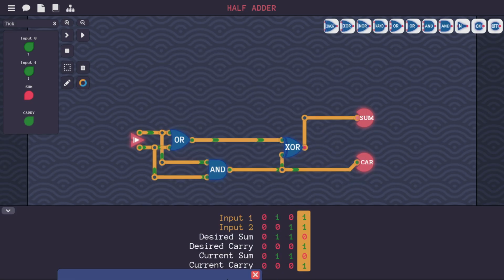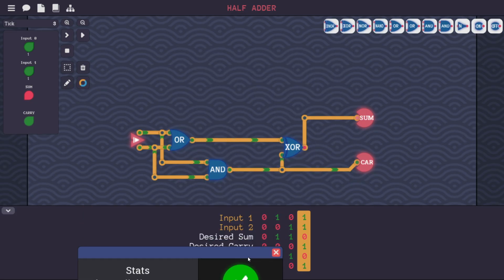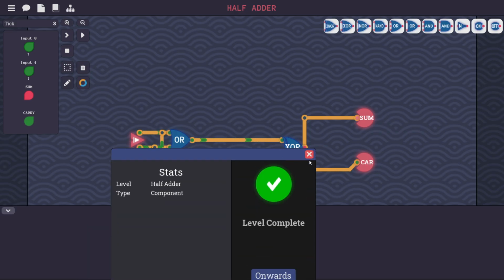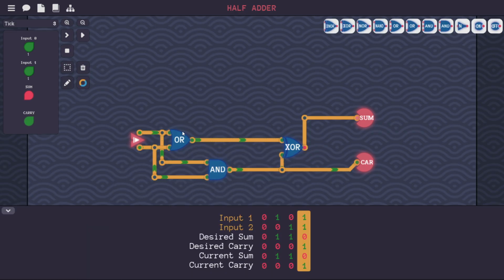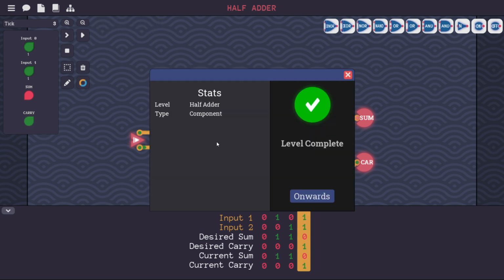And is that the same thing I have? Yeah, but I have an extra OR gate, which I don't know, maybe it's not necessary. But the circuit works for a half adder.